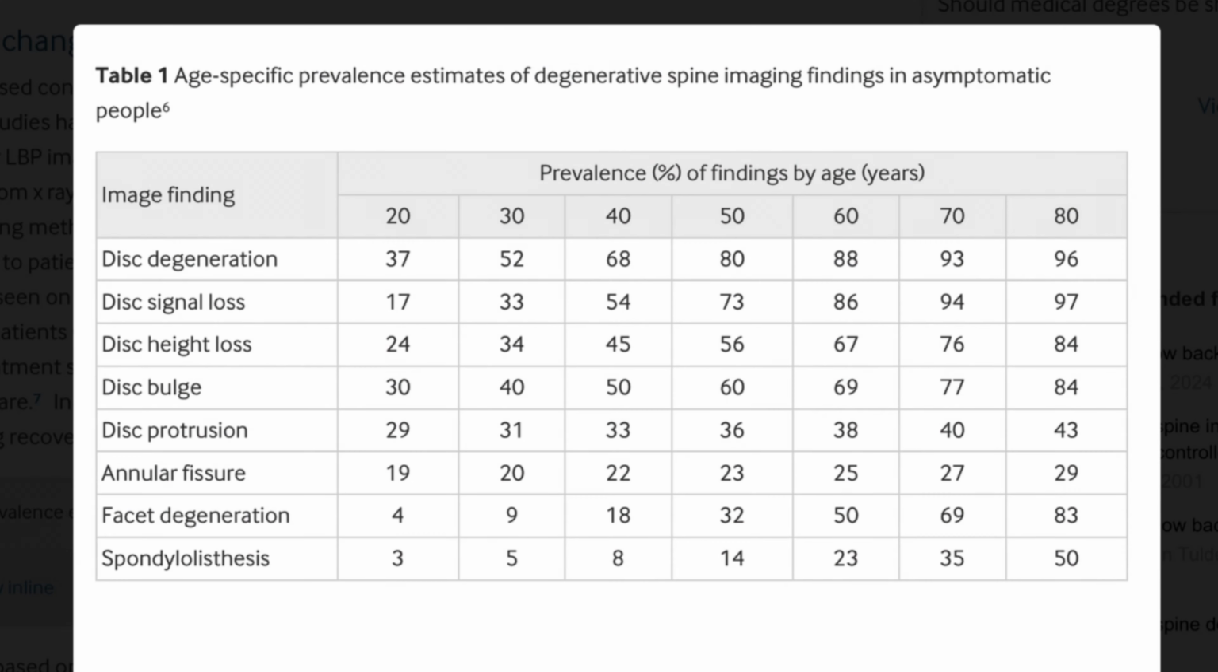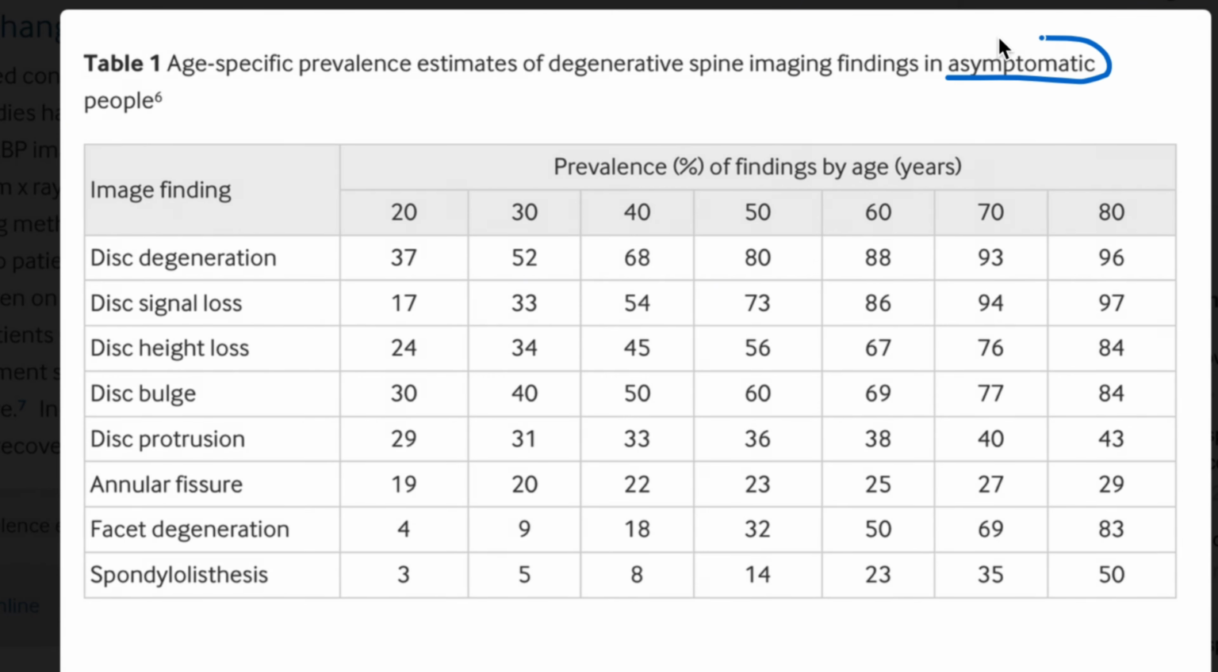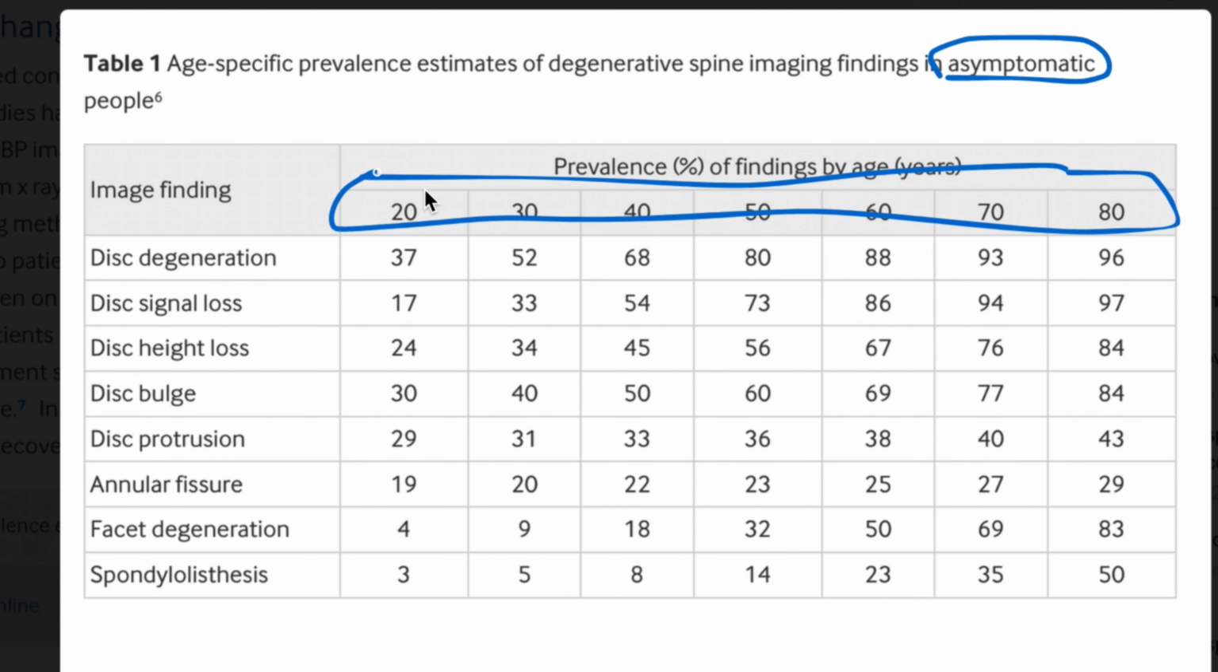Now, this table, if you stay with me for a second, was taken from a study that was conducted in 2015, published in 2015. And what they did is they took a group of asymptomatic individuals. Now, what that means, of course, is that they had no symptoms at all, and they MRI scanned them. They then classified them according to their age. So along this part is their age from 20s to 80s. They were classified according to age.